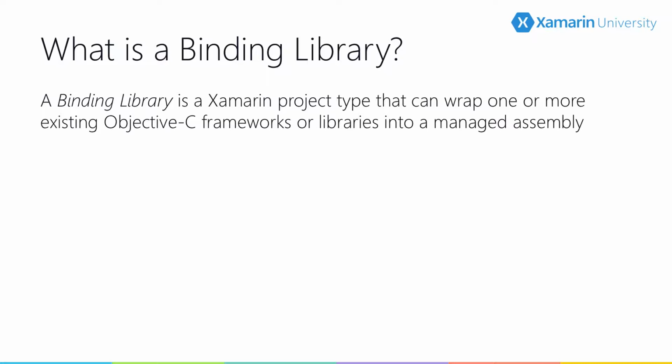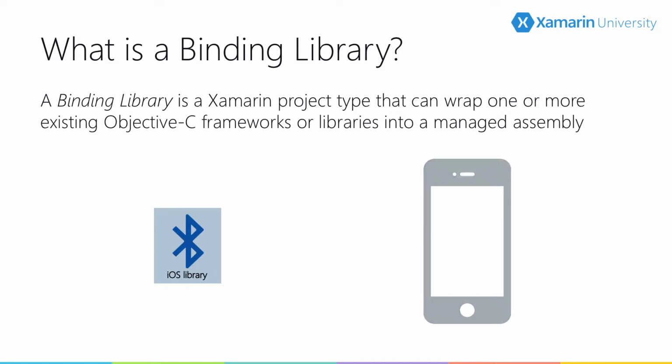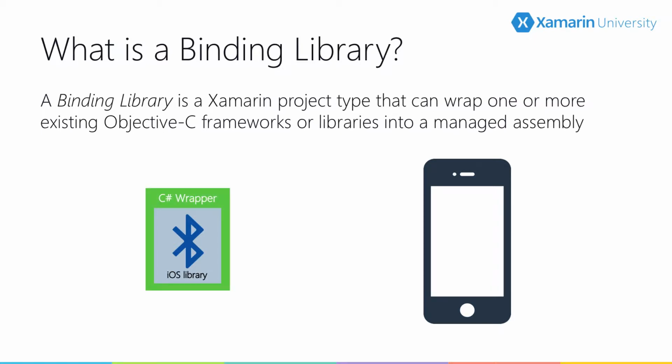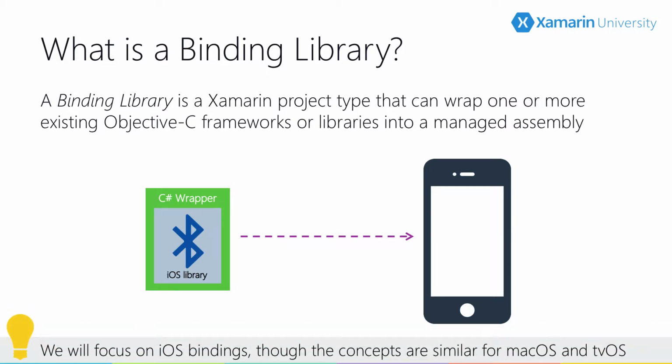For example, let's assume you want to use an existing ObjectiveC library, and you want to use this library on a mobile device in your own Xamarin iOS application. You can now decide to rewrite the library in CSharp, or alternatively, you could rather create a CSharp managed wrapper for this ObjectiveC library, and then use this managed wrapper instead in your application. For today's class, we're going to focus predominantly on iOS bindings. However, the concepts that we are going to discuss are similar for Mac OS and tvOS bindings.